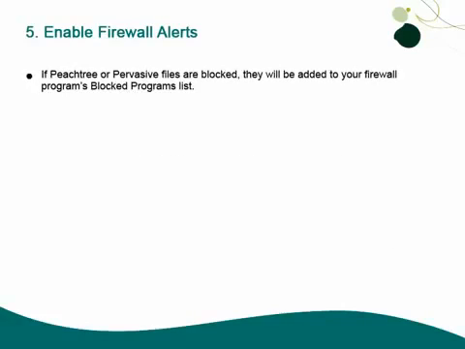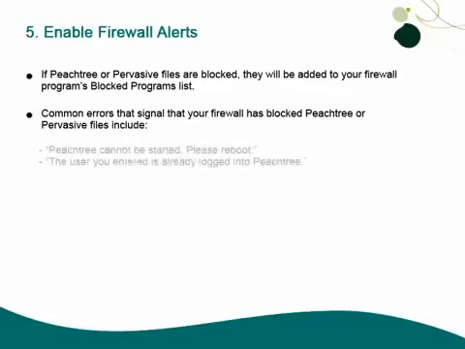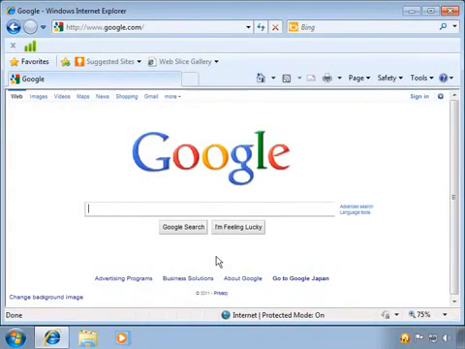If your firewall program blocks these files, they will be added to your firewall's blocked programs list and Peachtree will not run properly. Common errors that signal that your firewall has blocked Peachtree files include "Peachtree cannot be started, please reboot" and "the user you entered is already logged into Peachtree." Peachtree's online help provides many guides that can walk you through enabling alerts in your firewall program or removing Peachtree and Pervasive files from your firewall's blocked programs list.